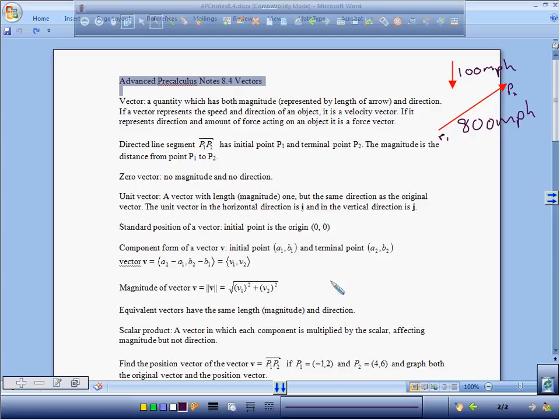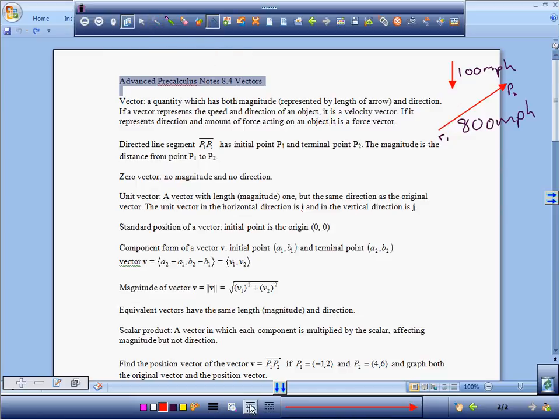So if I had another little vector, let's make a little blue vector going this way, like a little vector going up like this, and it was going, say, in this case, 1 mile an hour. That's not really the scale. And it was going in the same direction as this one. That's called a unit vector, and it has a magnitude of 1, but it has the same direction. The unit vector in the horizontal direction is i, and the vertical direction is j. We'll talk about that in a second.